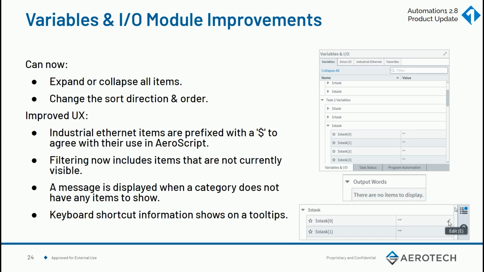You can filter, and the filtering now includes items that are not currently visible. A message is displayed when a category does not have any items to show, and that is the second screenshot there of the output words. That is part of the industrial Ethernet configuration. There's nothing to show there, and we give you a little message notifying you. And then keyboard shortcut information shows up as a tooltip, and you can see to edit that task string variable 0, you can click the edit button or you can hit the E button on your keyboard.